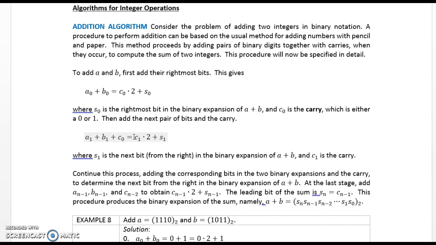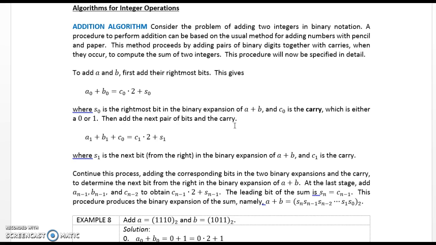The method proceeds by adding pairs of binary digits together with carries when they occur to compute the sum of two integers. This procedure will now be specified in detail. To add A and B, add their rightmost digits, which we have given a subscript of 0, where S sub 0 is the rightmost bit in the binary expansion of A plus B, and C sub 0 is the carry, which is either a 0 or 1.